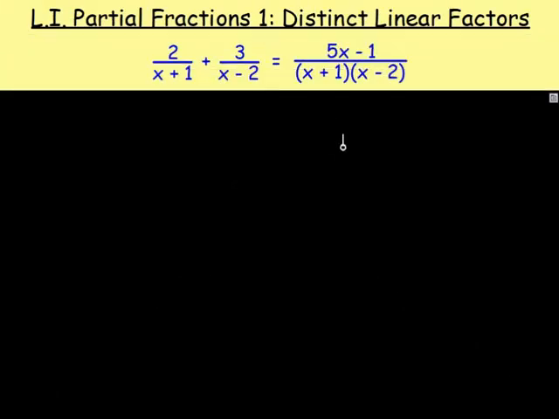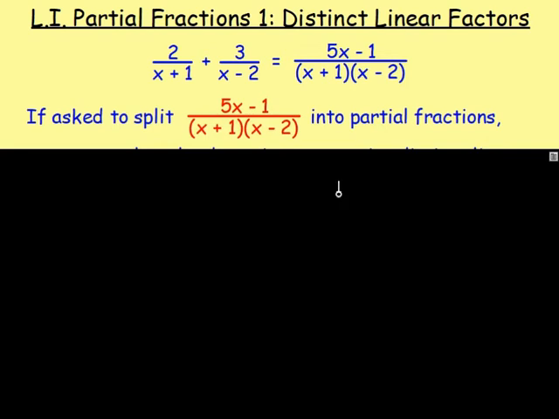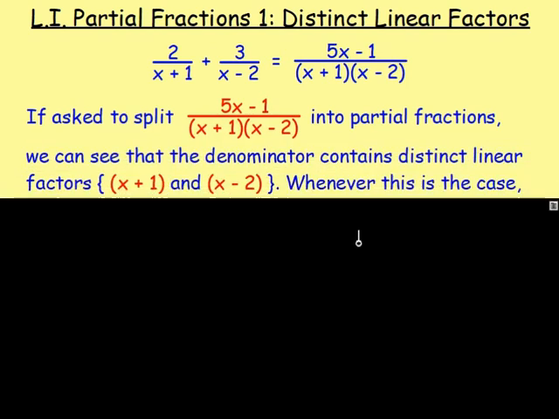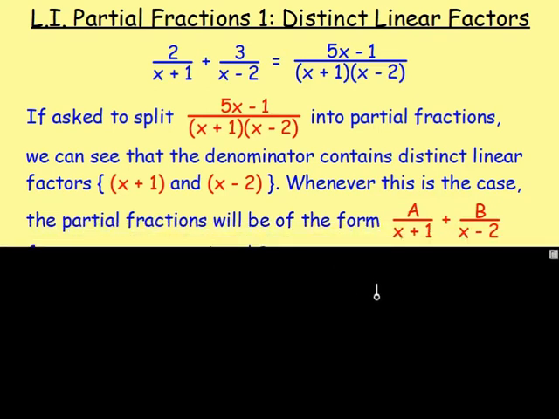So, we know that if we add these fractions together, we'll get our (5x - 1) over (x + 1)(x - 2). If we're asked to split that into partial fractions, you can see that the denominator contains distinct linear factors. We've got the x plus 1 and we've got an x take away 2. Whenever that is the case, the partial fractions will be of the form something over x plus 1 plus something over x take away 2. And the somethings you just write as A and B.